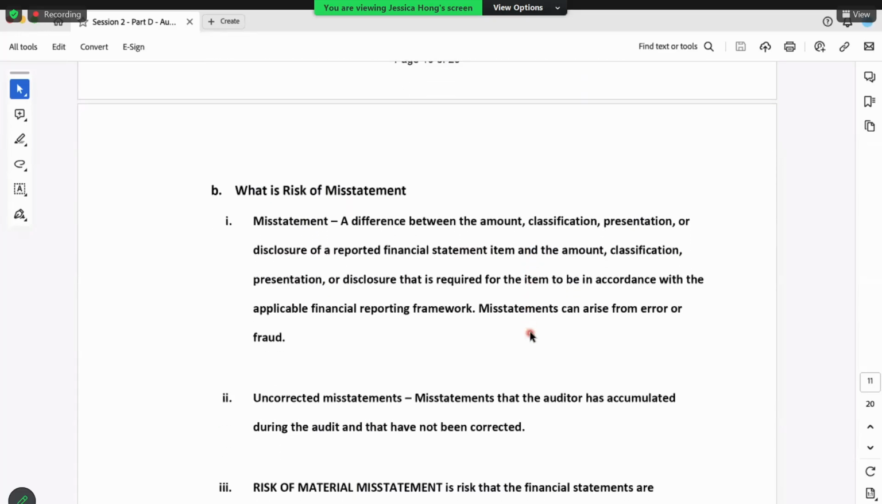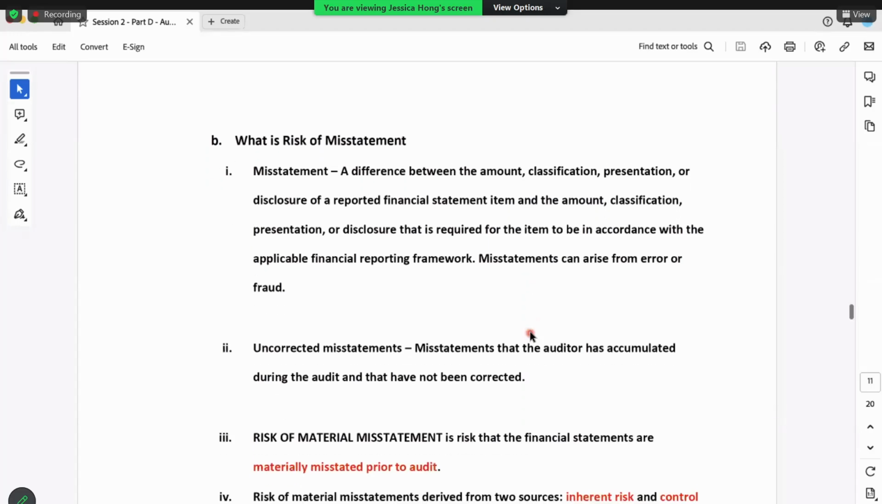What is a risk of misstatement? Usually, it could come from a few things. It could be a difference between the amounts. That's one. Number two, it could also be omission. Okay, it could also be errors. Okay, it could also be fraud. It could also be some of the disclosure, the narrative and all this that is not accurate, or some items that are supposed to be disclosed but not disclosed. All this is accumulated under one thing called misstatement.